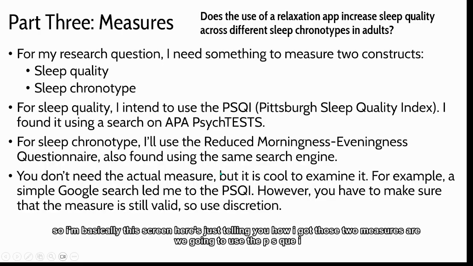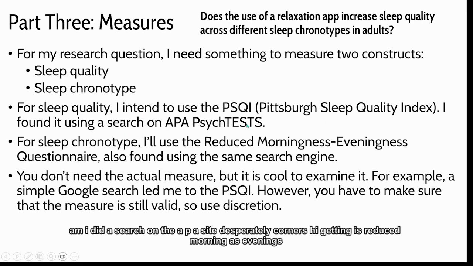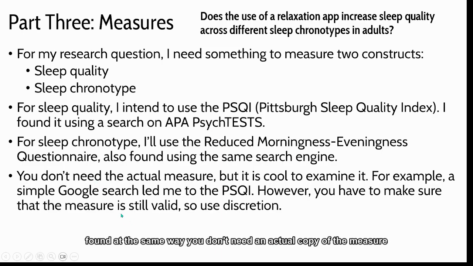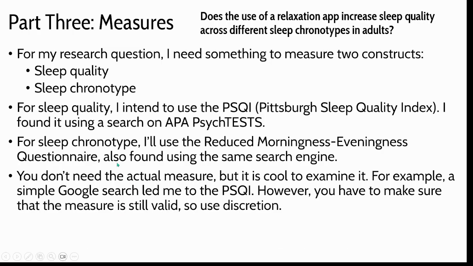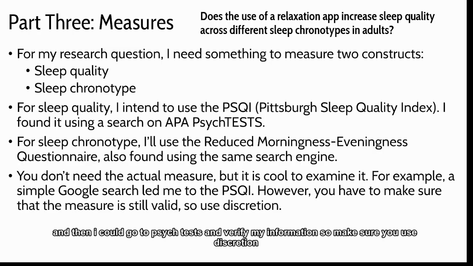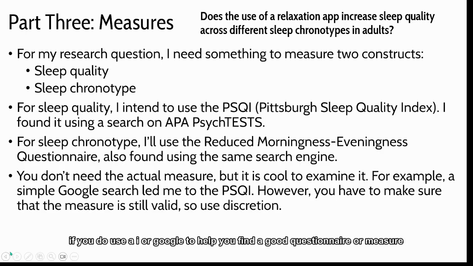So basically this screen here is just telling you how I got those two measures. I'm going to use the PSQI. I did a search on APA PsycTests for sleep chronotype. I'm going to use the reduced morningness-eveningness questionnaire. Found it the same way. You don't need an actual copy of the measure, but if you can find it, it's cool to look at. Like I said earlier, I Googled this and I came up with it, and then I could go to PsycTests and verify my information. So make sure you use discretion if you do use AI or Google to help you find a good questionnaire or measure.